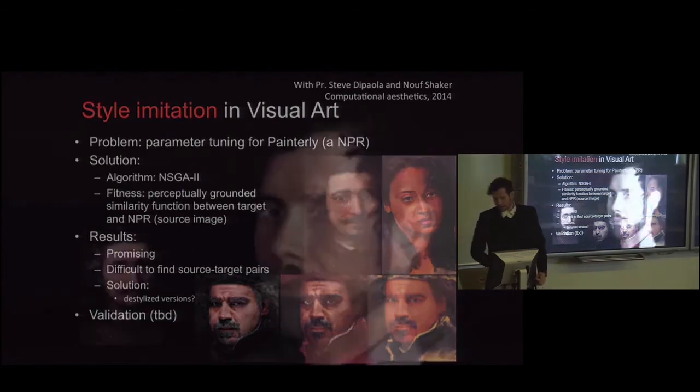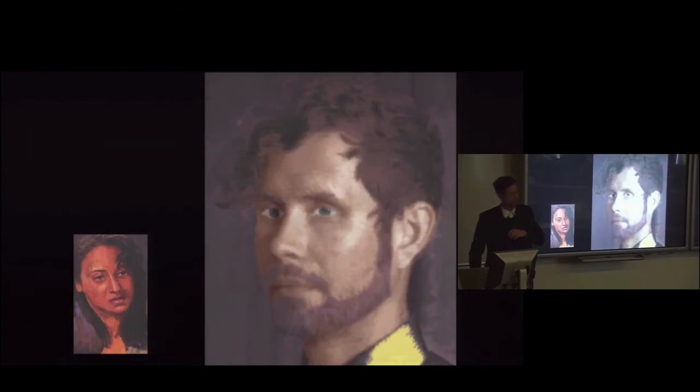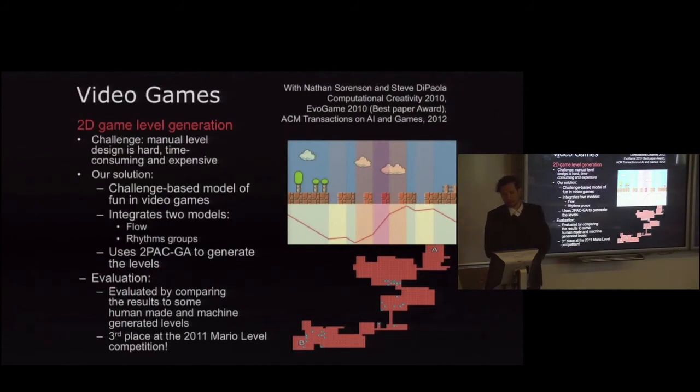pictures. Indeed, that's me in the style of Rembrandt, and, clearly in that case not as good as Rembrandt, me in the style of Orton, for example. Yeah. So that's style imitation in the context of visual art. Here we do it for video games as well.